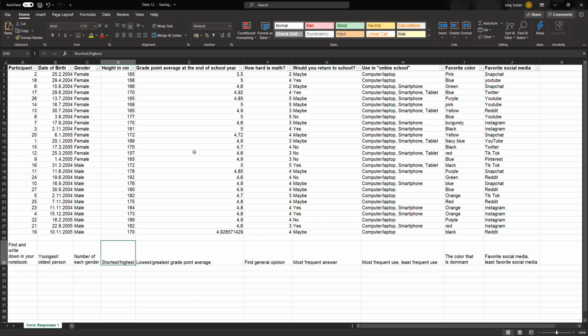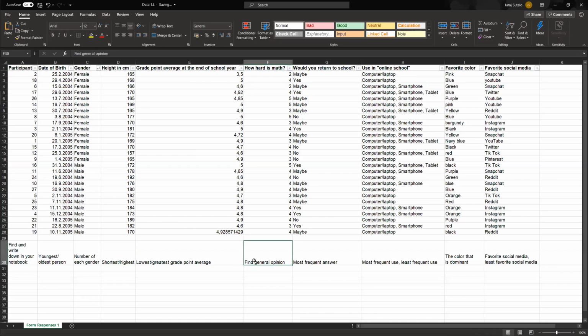For example, maybe 157 is the shortest value, in this case the value for the height, and the tallest person's value should be 192, and so on. A similar thing applies to the grade point average, and how hard math is.